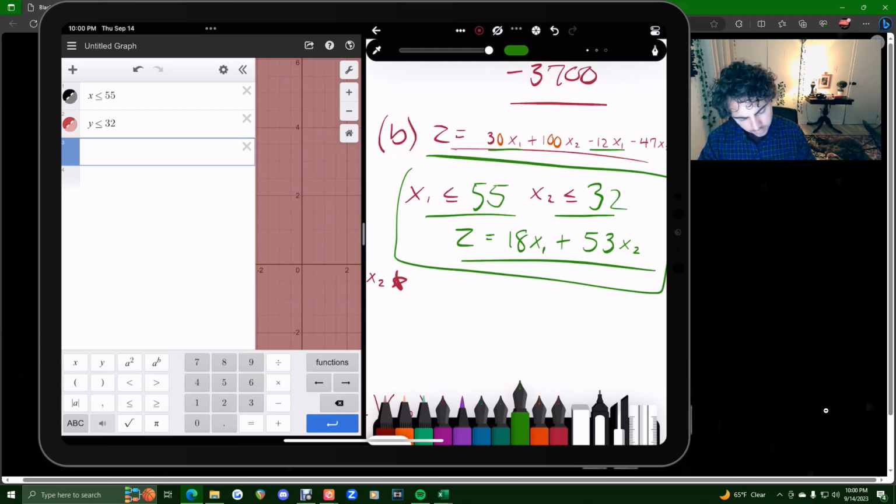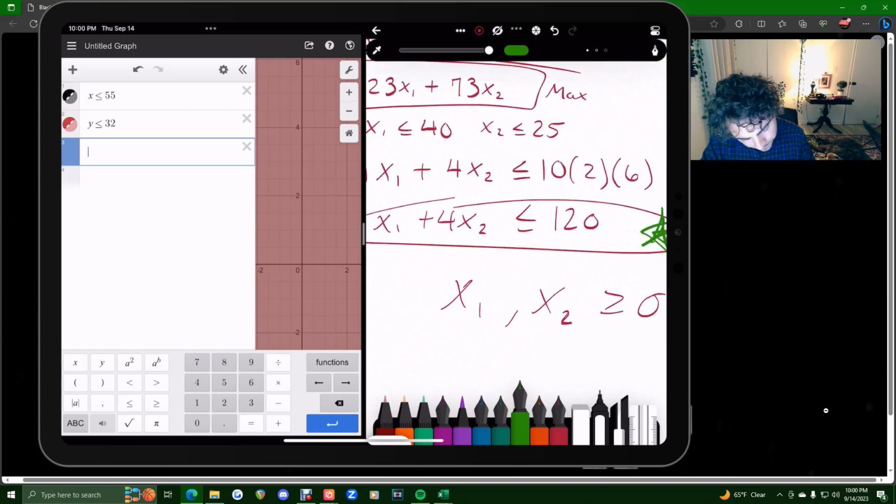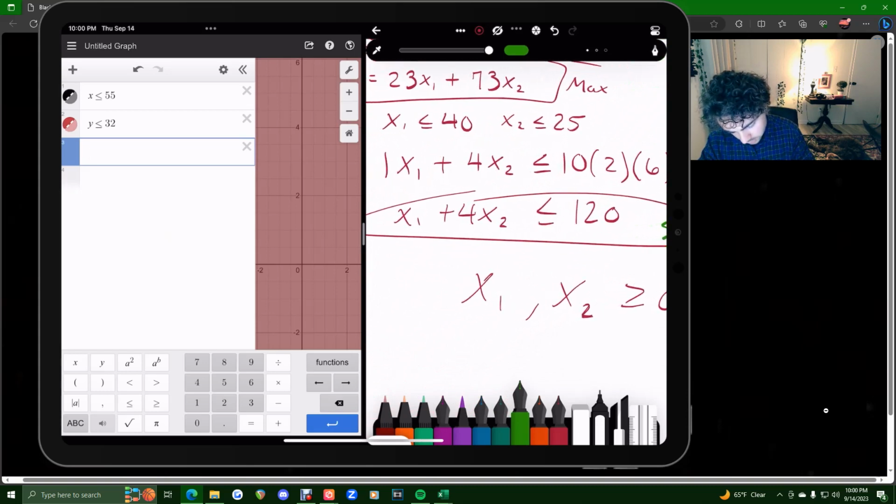How do I want to do this? I guess I don't need to graph that actually, sorry. So I'm just going to do this constraint here. So x plus 4y is less than or equal to 120.